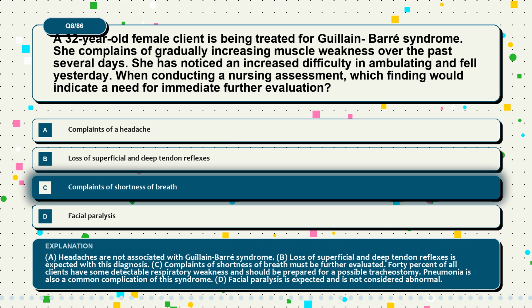40% of all clients have some detectable respiratory weakness and should be prepared for possible tracheostomy. Pneumonia is also a common complication of this syndrome. D. Facial paralysis is expected and is not considered abnormal.